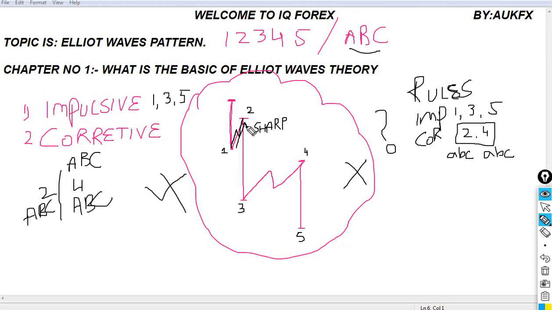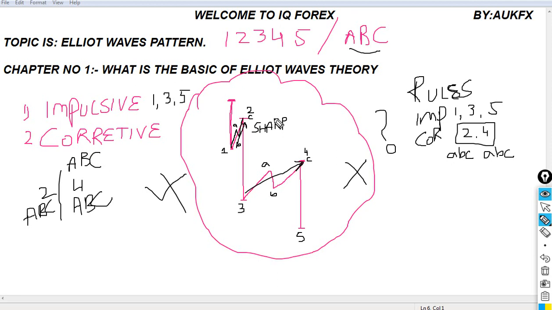Now we see this one is sharp and this one is not sharp, it is vice versa, or you can say like consolidation, or sideways. So from 3 to 4 you see a zigzag pattern. In this correction part you see this is your A, this is your B, and this is C. So this is your correction, and inside this sharp move you see an A, a B and a C over here.